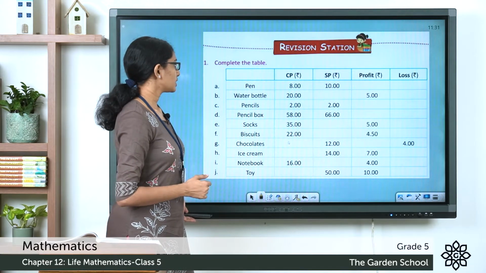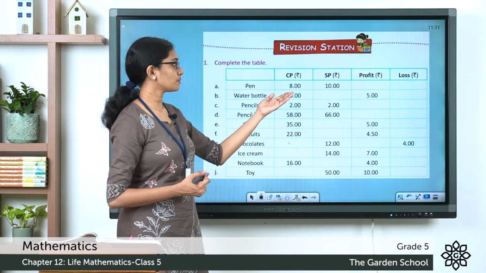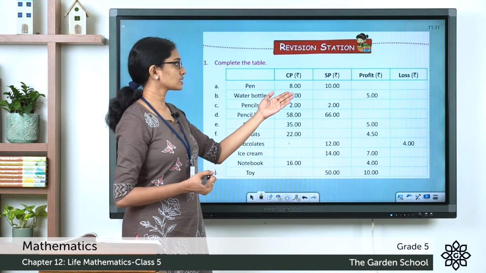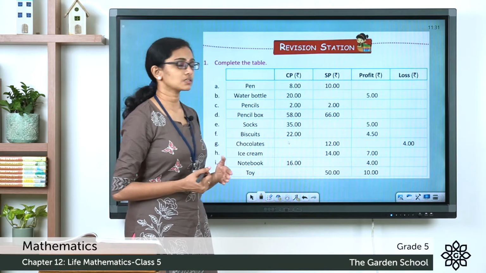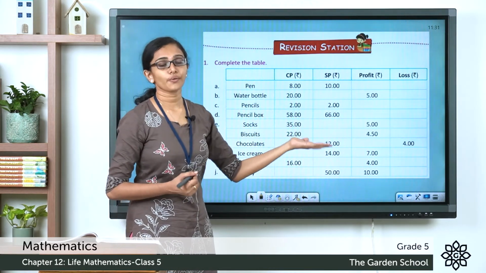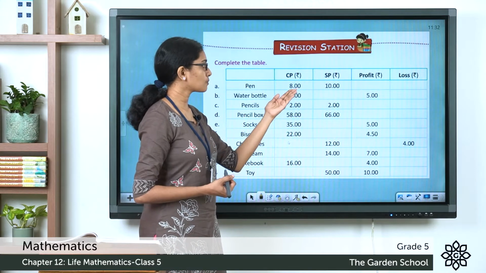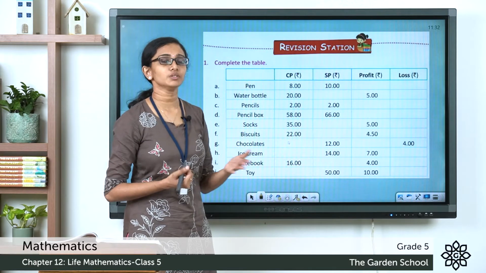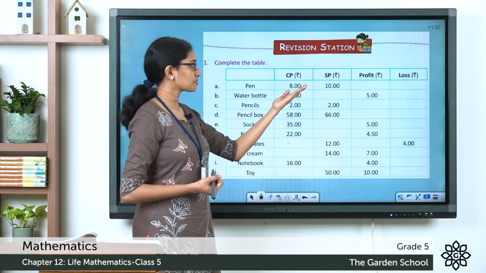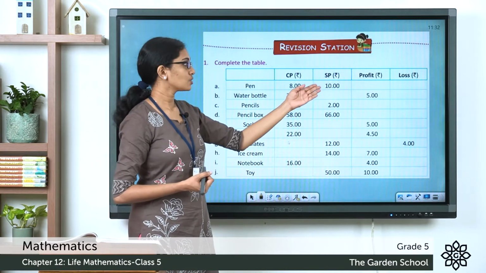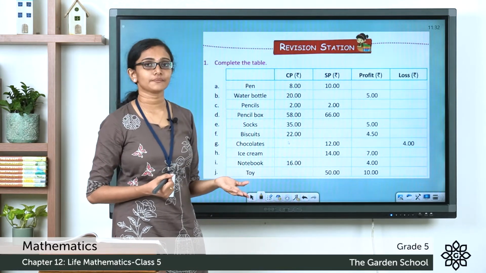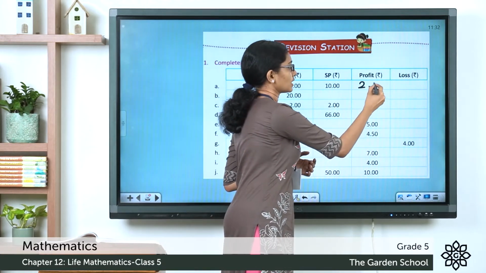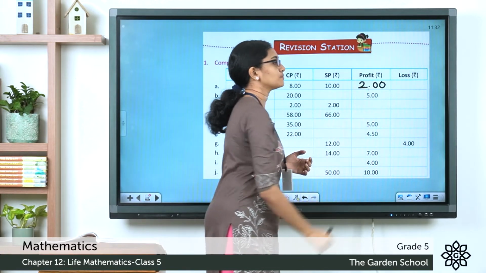So the first one, a pen. The cost price is given and the selling price is given. See, the cost price is rupees 8 and the selling price is rupees 10. So is it a profit or loss? The selling price is more than the cost price. So it will be a profit. And how much is the profit? The selling price minus the cost price. That is rupees 10 minus rupees 8 is equal to rupees 2. So let's write 2 in the column for writing profit.